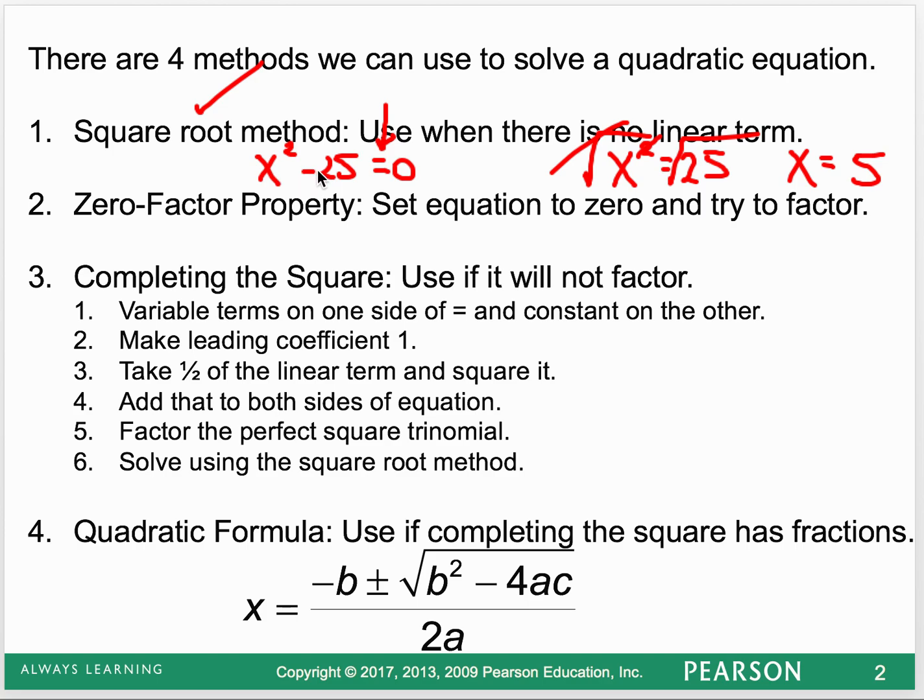If this equation were written like this, I could also use the zero factor property. In other words, set it to 0, which I have it set to 0, and try to factor it. This equation factors as x plus 5, x minus 5.